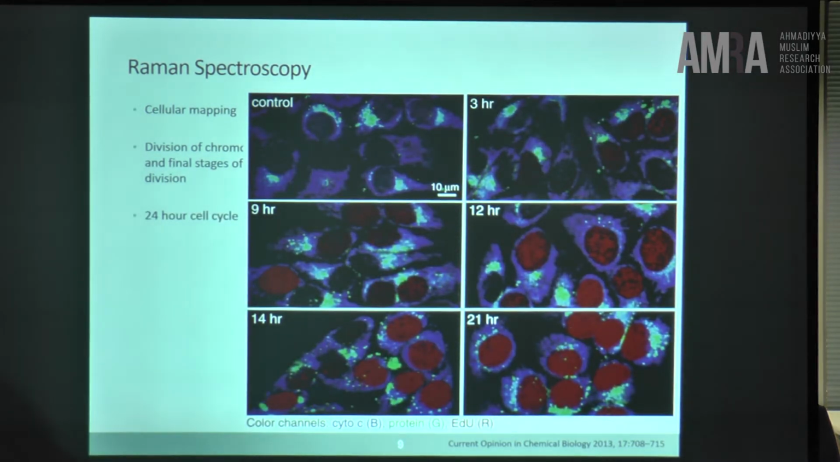What else does it allow me to do? It allows me to look at a 24-hour cycle, for example. So I can look at different parts of the nucleus of my cell, see how they progress over a certain time period. So you can do time-lapse measurements.